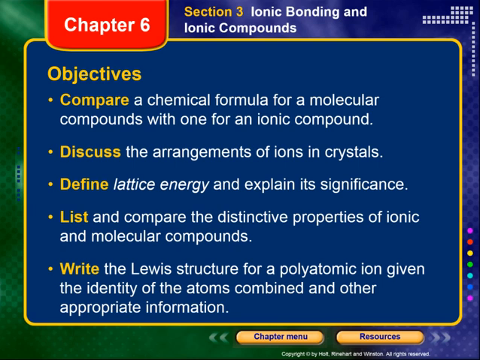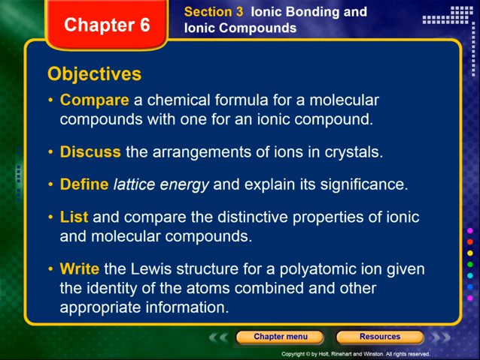Alright, chemistry, this is your video lecture for chapter 6, talking about section 3, Ionic Bonding and Ionic Compounds. Now, realize we're going to be using the term ionic compounds because if we say molecular compounds or molecules, we're assuming covalent bonding. But we covered that in section 2, and now we're moving on to ionic bonding, so we have to use the term ionic compound.